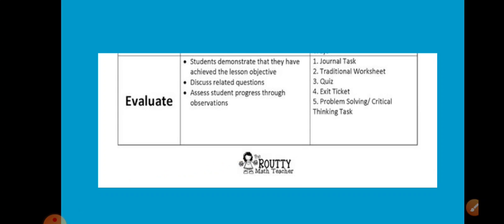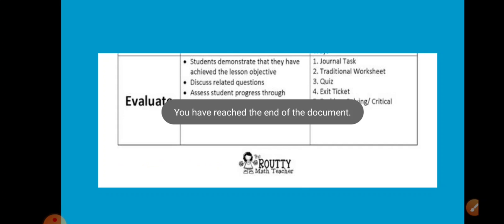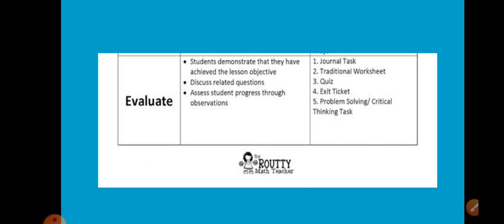choice, matching type. No, but evaluate could be in the form of journal task, traditional worksheet like what I've said, quiz, exit ticket, or it depends upon you, teacher, on what will be your way of evaluating your students for you to be able to give judgment whether they have learned or not your lesson. So, those are the things that you need to, of course, remember when we talk about 5 E's.